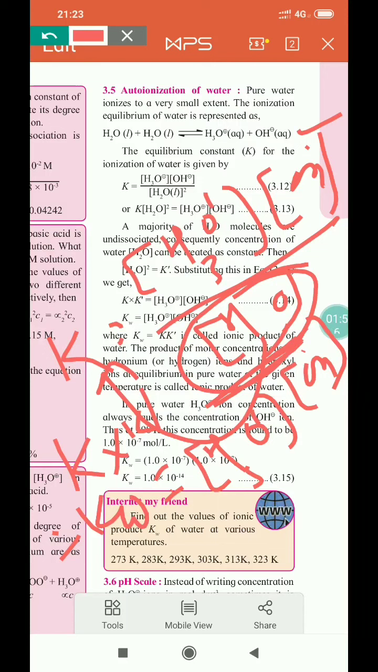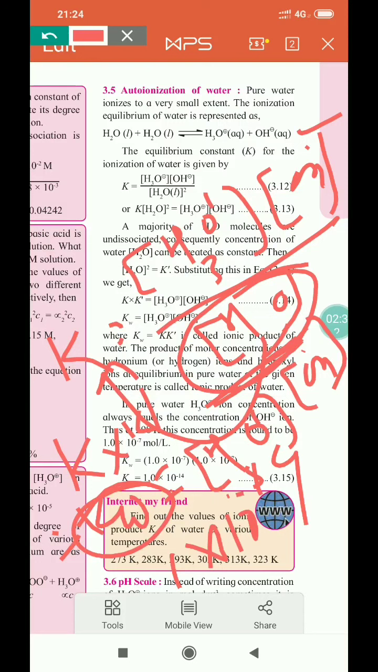product of water. Means the product of molar concentration of hydronium, or conveniently it is taken as hydrogen ion concentration, and hydroxyl ion at equilibrium in pure water at a given temperature is called the ionic product of water. At 25 degrees Celsius its value is constant, and that is 1 into 10 to the power minus 14.